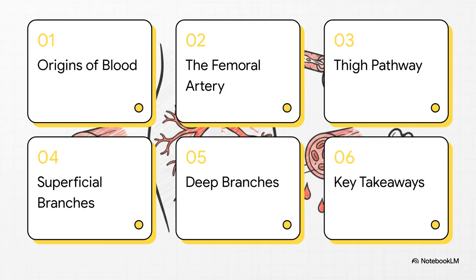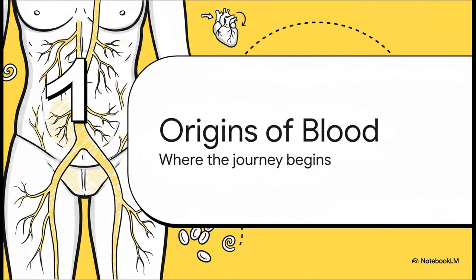Here's our roadmap for today. We'll start with the origins of lower limb blood, then officially meet the femoral artery, trace its pathway through the thigh, look at both the superficial and deep arterial branches, and finally, wrap up with some key anatomical takeaways. Okay, first up, the origins of lower limb blood. Let's see exactly where this journey begins.